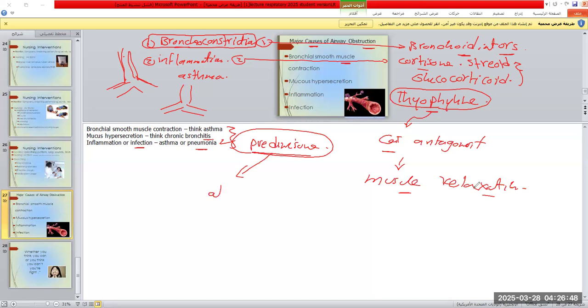One more question is about methylxanthine drugs. Why do we not use or give them to patients?